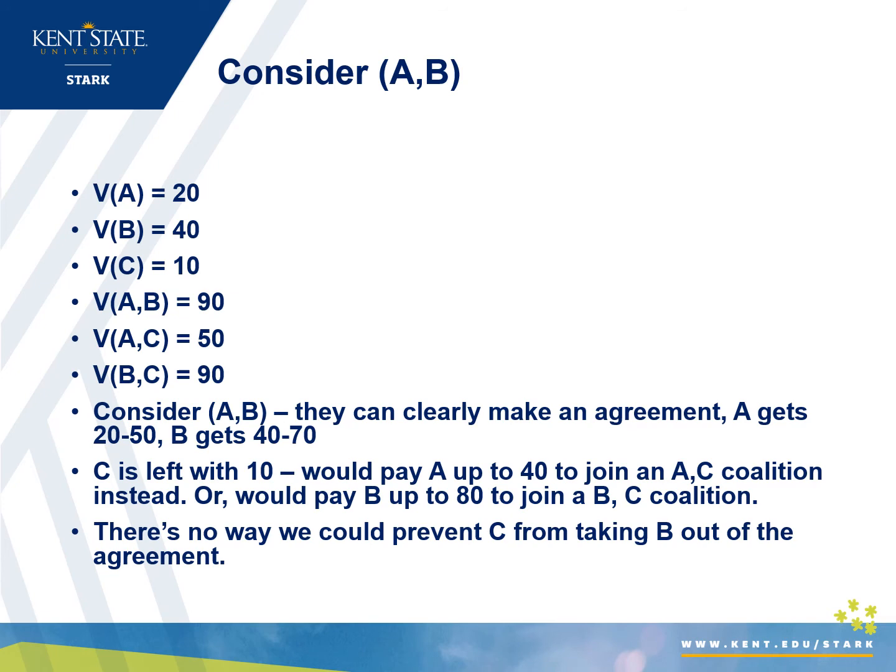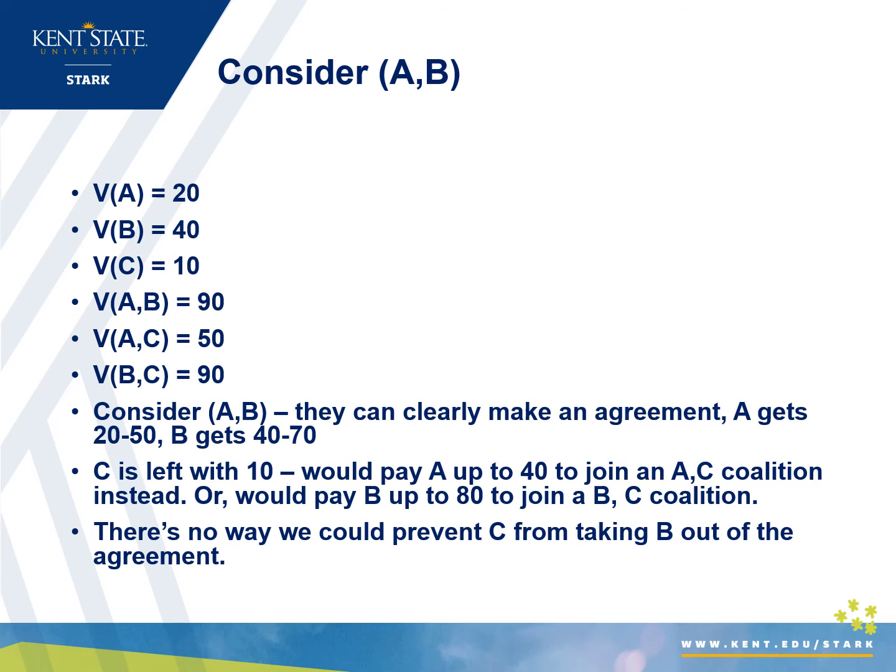C, on the other hand, being left out of this coalition, only has 10. So if they could make a coalition that involved them, they would be willing to pay A up to 40 to join that coalition. After all, an AC coalition gets 50. If C pays 40 to A to do that, then C is still left with 10. So as long as they're paying A no more than 40, they would be willing to do that. Or if a BC coalition would be extremely powerful, they'd be willing to pay B up to 80 to join that coalition.